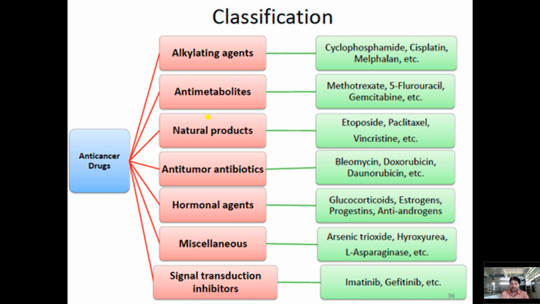These hormonal agents are specifically used for hormonal imbalance and for cancers caused by some level of hormone increase or decrease. Then there are miscellaneous agents like arsenic trioxide, hydroxyurea, L-asparaginase, an amino acid. Then signal transduction inhibitors like imatinib and gefitinib, etc. Okay. These are all immunomodulator drugs, which are now recently used in the treatment of cancer.